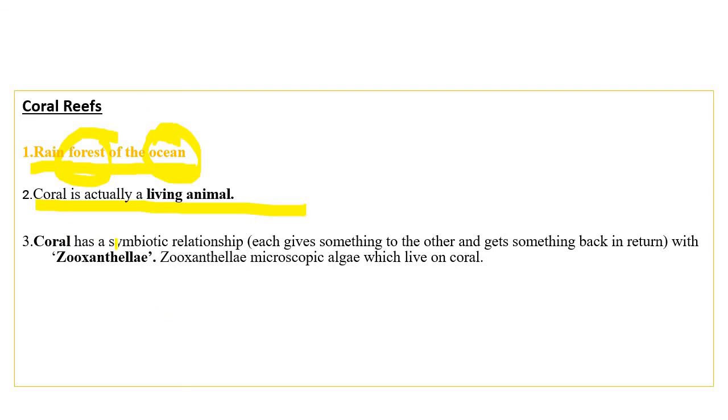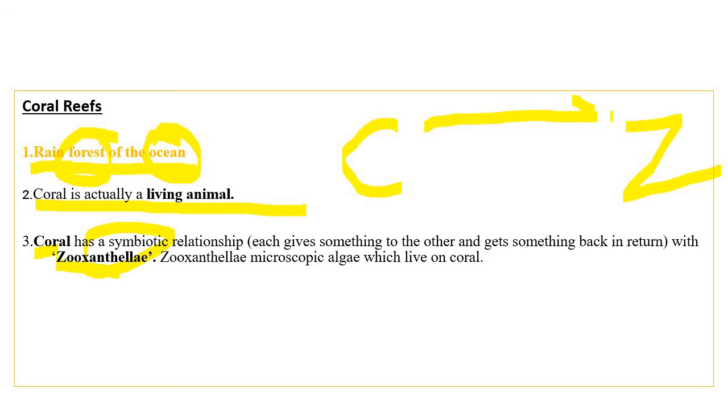Here the coral has a symbiotic relationship with zooxanthellae. This is the coral, and this is the zooxanthellae. The coral helps the zooxanthellae, and the zooxanthellae helps back the coral. This is called a symbiotic relationship. Coral gives something to the zooxanthellae, and zooxanthellae gives something back to the coral. So this relationship is called a symbiotic relationship.